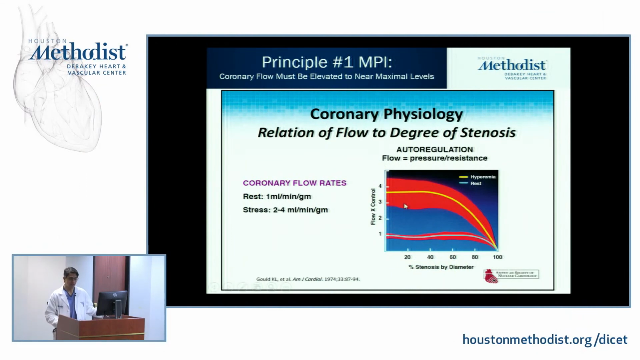Whereas in stress, when you increase coronary blood flow, you usually have some drop off around 50%, but really you can see the steepest portion of this graph. Once you hit about 70%, that's when coronary blood flow really starts to decrease markedly. So hence why we need stressor agents to create this flow disparity between stress and rest.